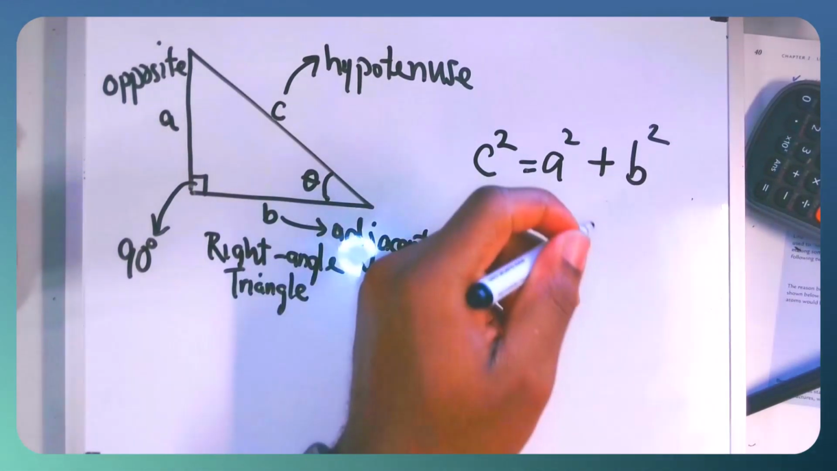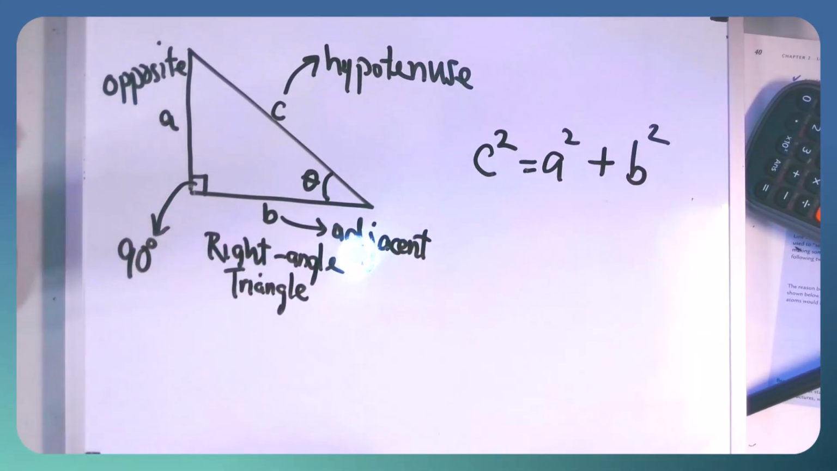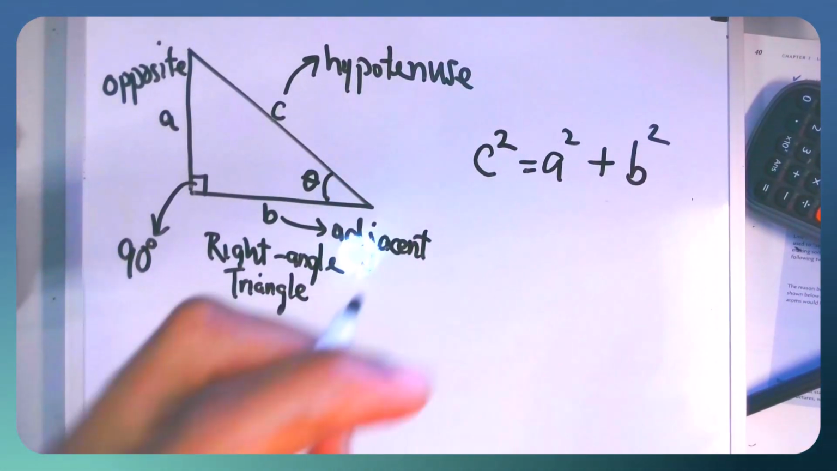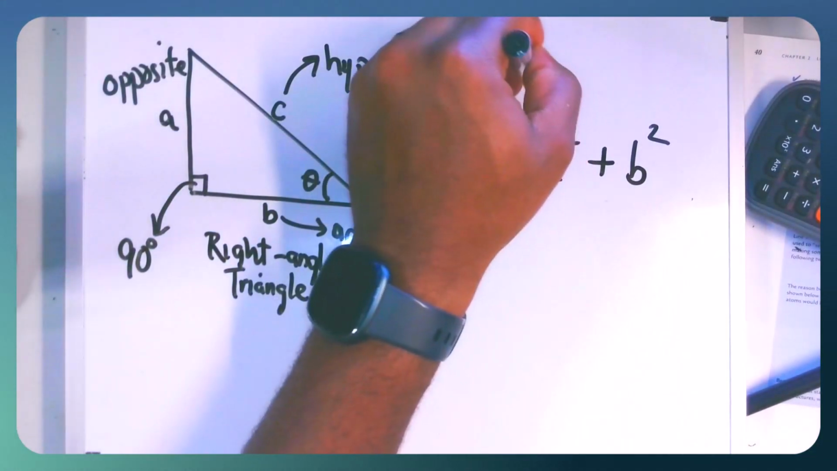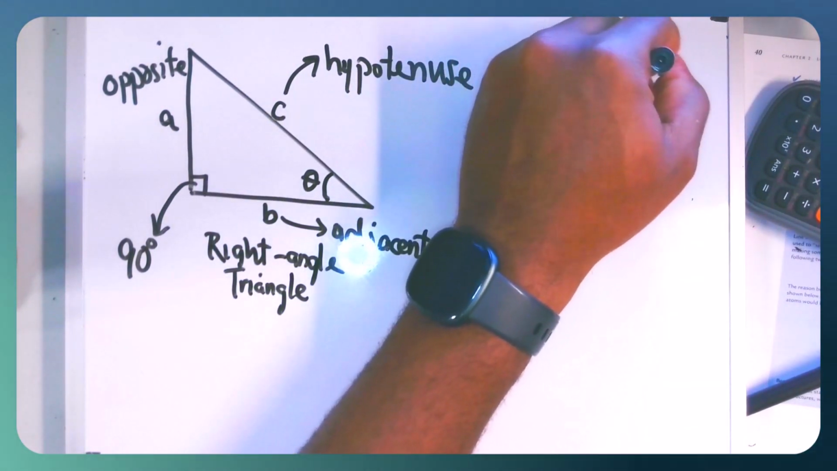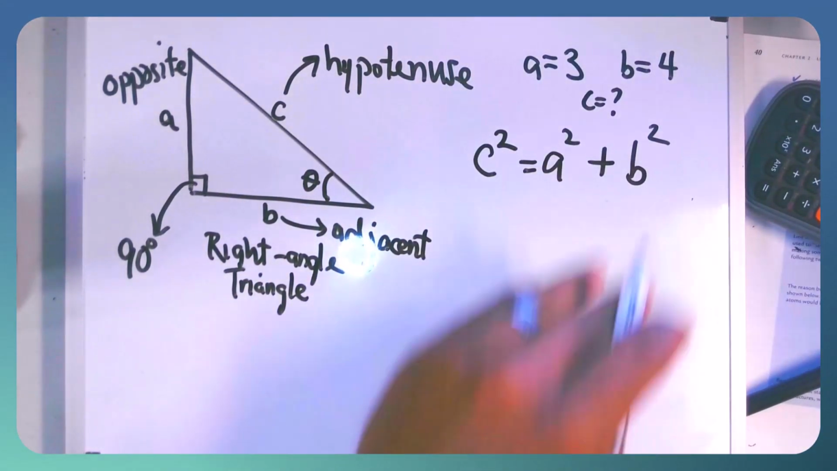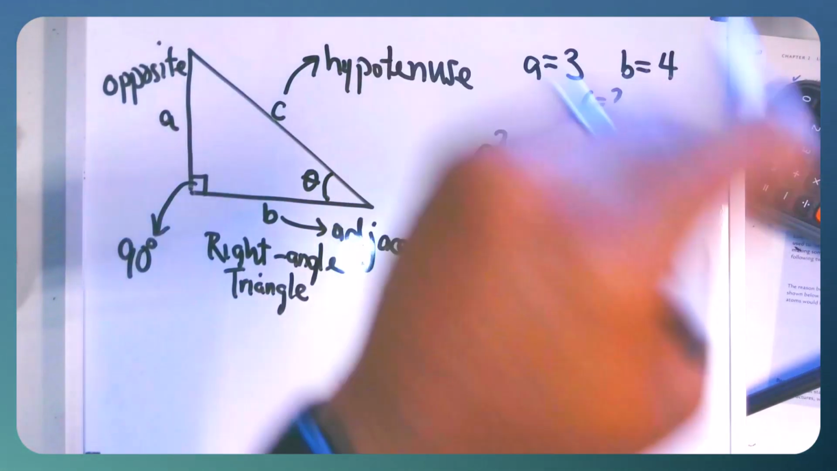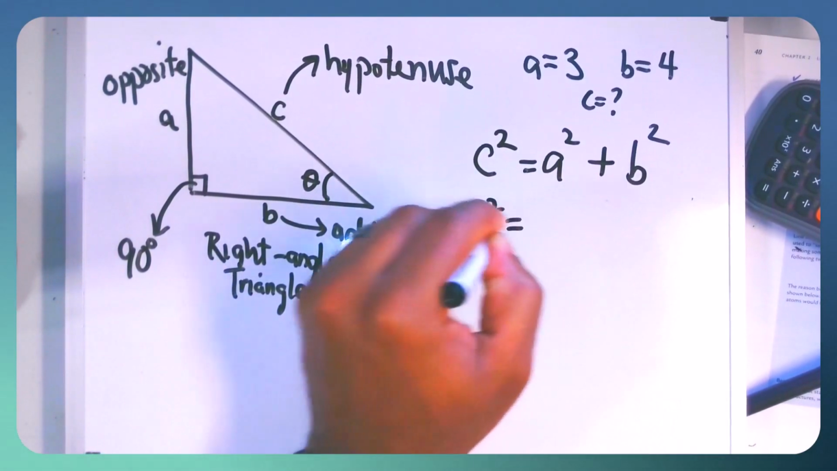Once you're able to recognize this, you can play around with numbers, and these numbers will give us special sides in terms of right angle triangles. One of the special sets of sides of a right angle triangle is the following numbers, where we are going to assign our a to be equal to 3, and let's assign our b to be equal to 4. The question says what is the value for c?